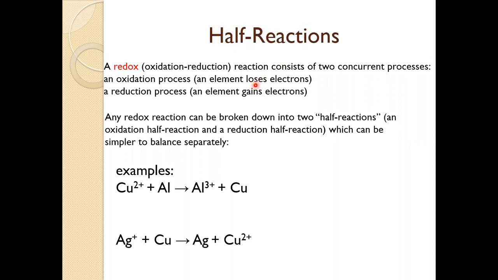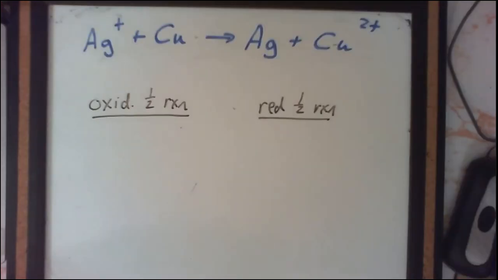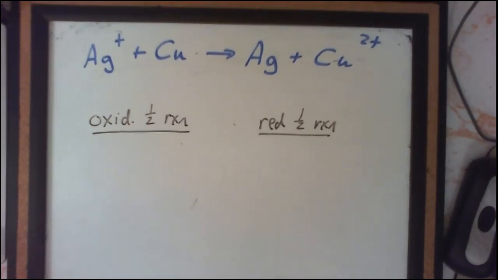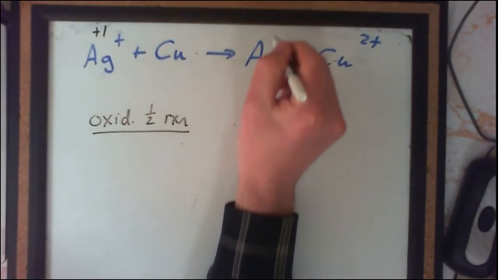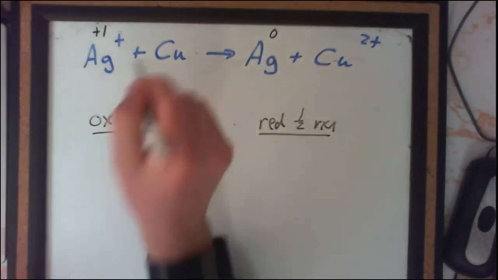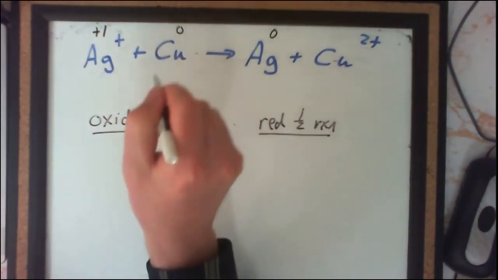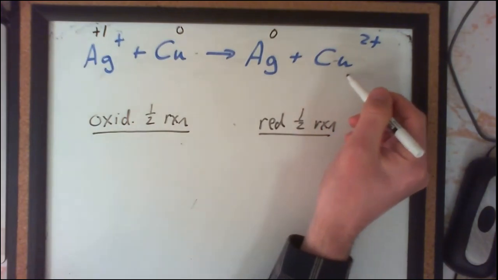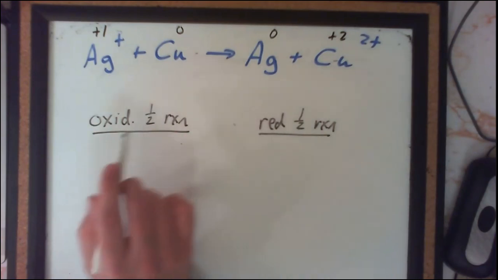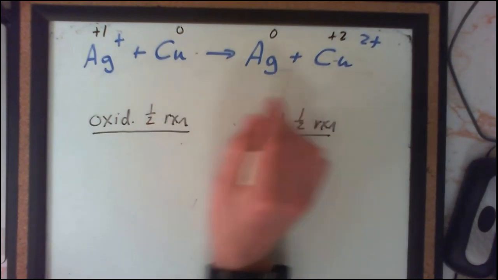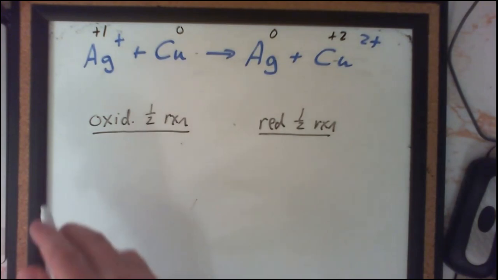The other example is the reaction of silver ions plus elemental copper to produce elemental silver and copper 2+ ions. Here we have the silver monatomic ion with a +1 oxidation number. Elemental silver has a 0 oxidation number. Elemental copper has a 0 oxidation number. And of course, the monatomic ion copper 2+ has a +2 oxidation number. So in this example, what's being oxidized is the copper. It goes from 0 to +2. Its oxidation number is increasing.